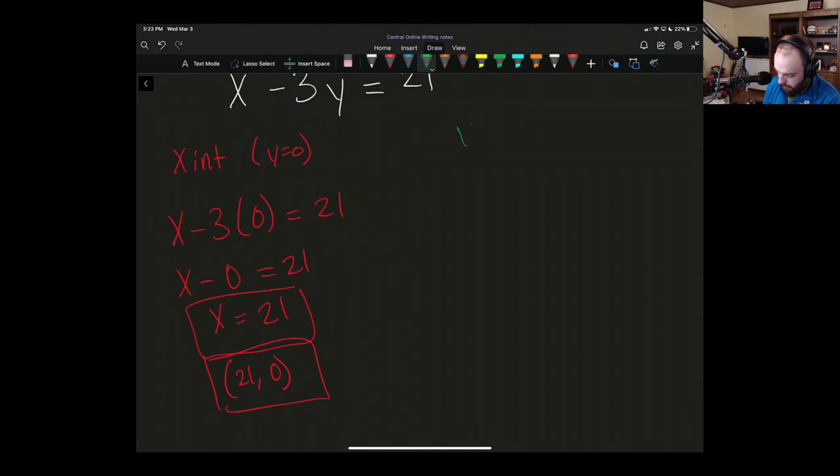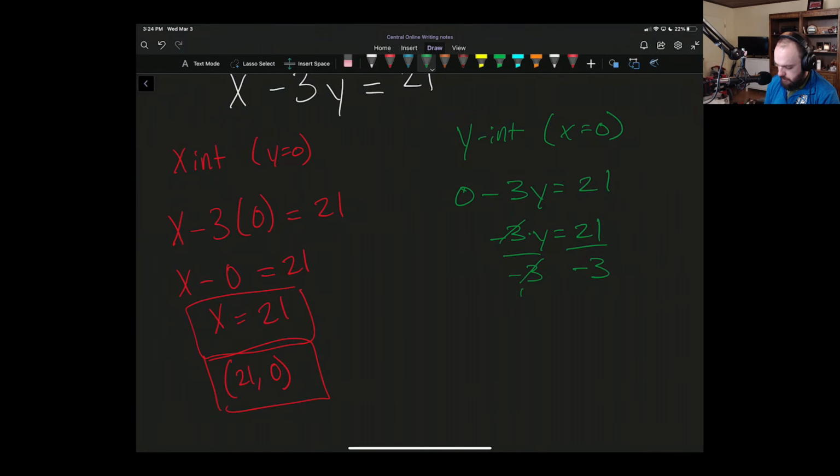All right, so for our y-intercepts, we're looking for when x is equal to 0. So let's go ahead and write our equation out. We have 0 minus 3y equals 21. 0 minus 3y is going to be just negative 3y. We need to get this y by itself, and that's negative 3 times y. So we're going to divide by negative 3.